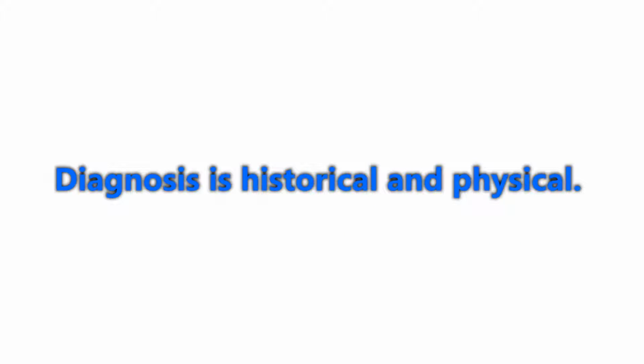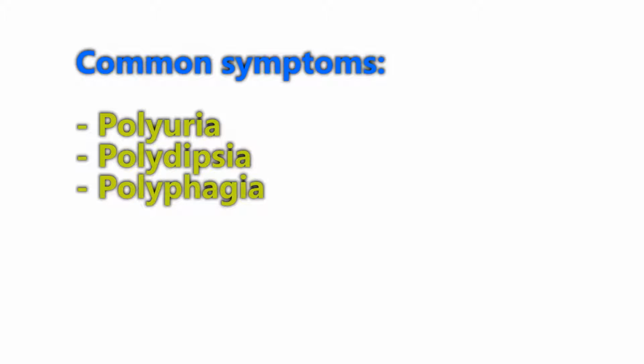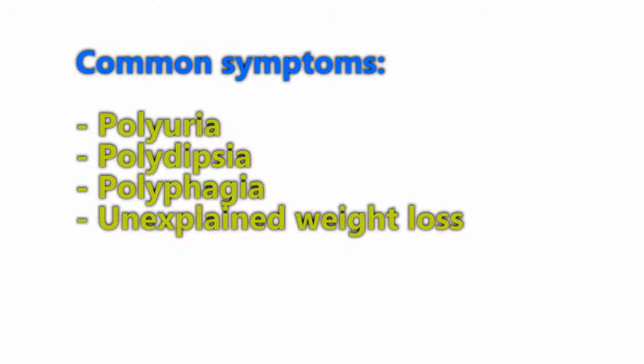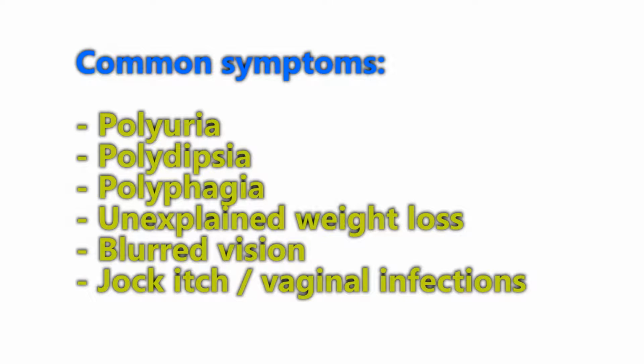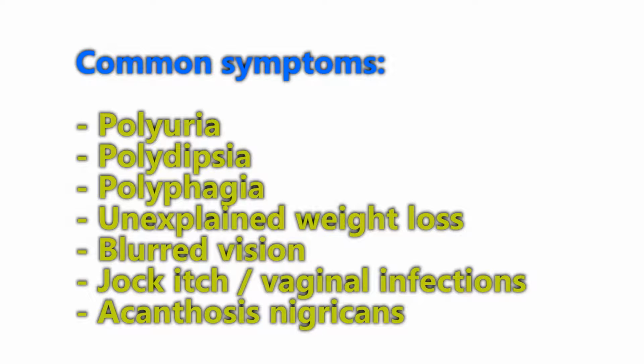The diagnosis is usually done by history and physical. As with most medical problems, it should always start with a history and physical. Common symptoms and signs for type 2 diabetes are polyuria, polydipsia, polyphagia, unexplained weight loss, blurred vision, jock itch, vaginal itch infections, and commonly patients have obesity, acanthosis nigricans, all the signs of metabolic syndrome. Often people in the metabolic syndrome can be found to be pre-diabetic.